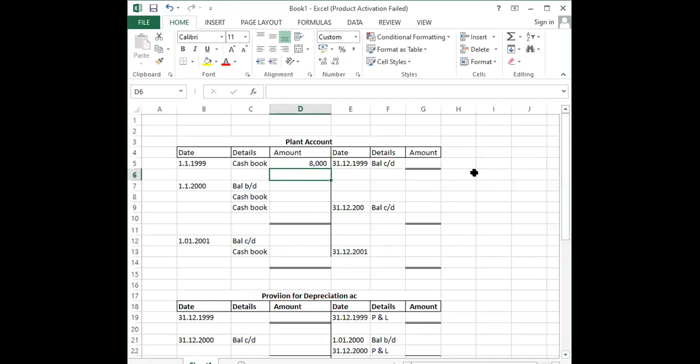For the whole of 1999, is there any other transaction that has happened in this question? Can you confirm? Is there anything that has happened within that year? No. Good. And therefore, our balance carried down on 31st December 1999 will be 8,000, right? You agree with me? It will be 8,000.